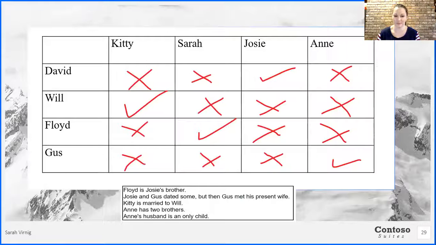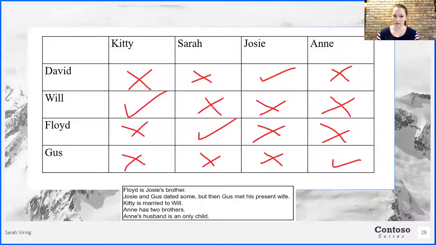Floyd is Josie's brother. They're not married. We have an X there. Josie and Gus dated some, but then Gus met his present wife. So they're not married. We have an X there for Josie and Gus. Kitty is married to Will. We have a check mark there.